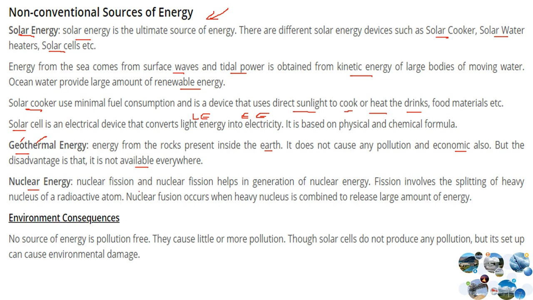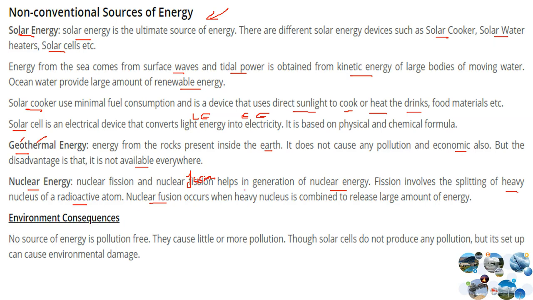Nuclear energy. Nuclear fission and fusion. This helps in the generation of nuclear energy, the process of nuclear fission and nuclear fusion, when the atom breaks or combines, it releases a lot of energy. So fission involves splitting of the heavy nucleus of a radioactive atom, and fusion occurs when nuclei are combined to release a large amount of energy, and this energy is now being employed for the production of electricity.